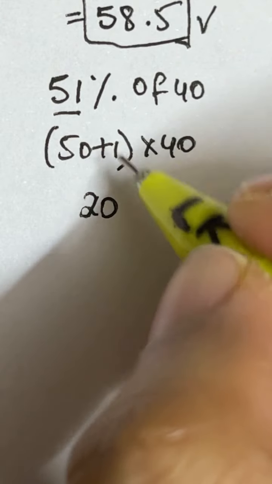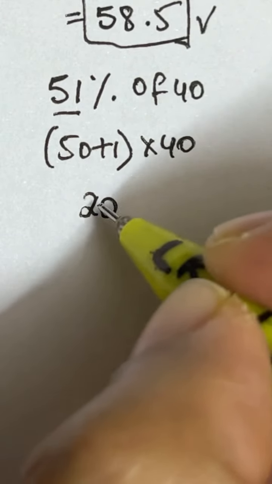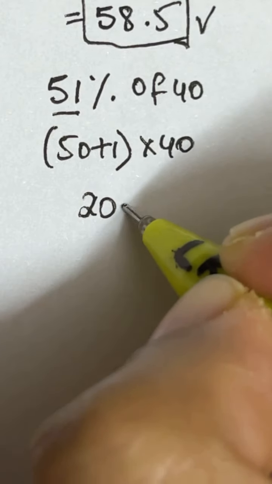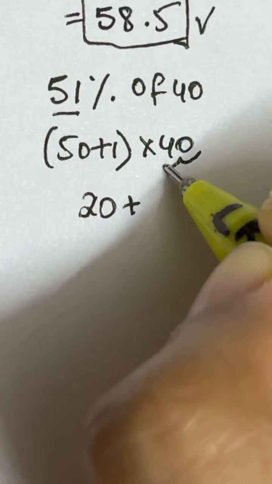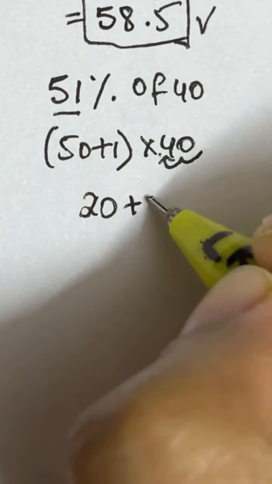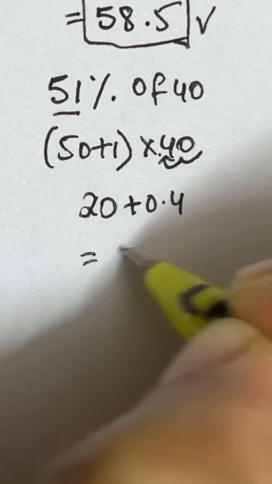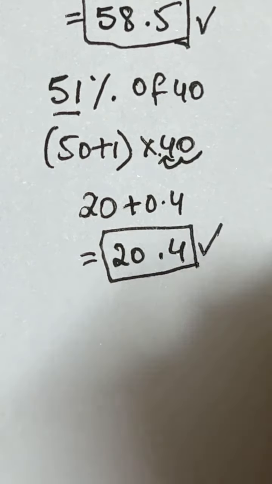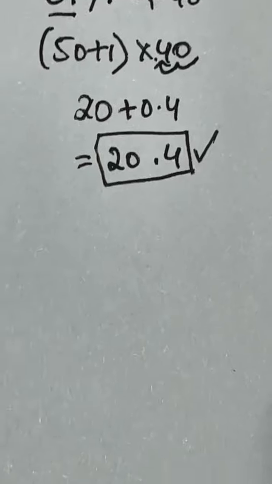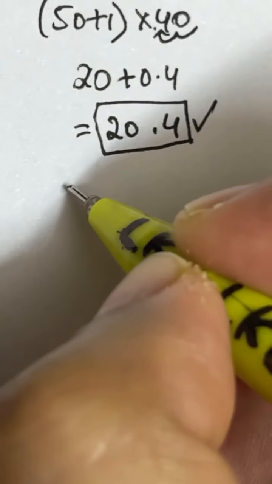And you have 1% of 40. So that's just 0.4. You have the decimal, you move 2 slots towards left. For 1%, you just get 0.4. So your answer is 20.4. Done.